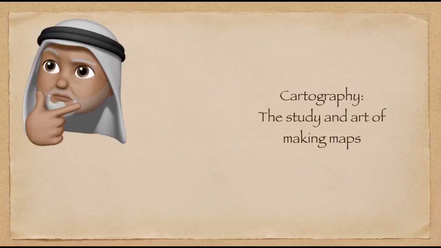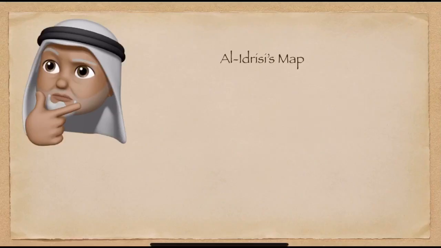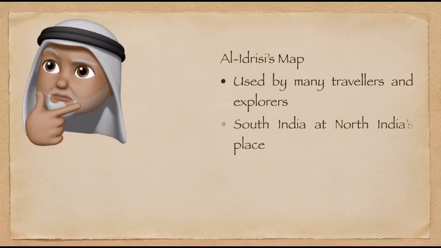So Al-Idrisi's map had certain characteristics. Let's study them. It was used by many travelers and explorers such as Vasco da Gama. In his map, he showed South India at North India's place and Sri Lanka on top of India. So in a way, his map was flipped upside down. And lastly, as you already know, the map was made in 1154 CE. It's the first map in your chapter 1 of NCERT. You do not need to memorize it.